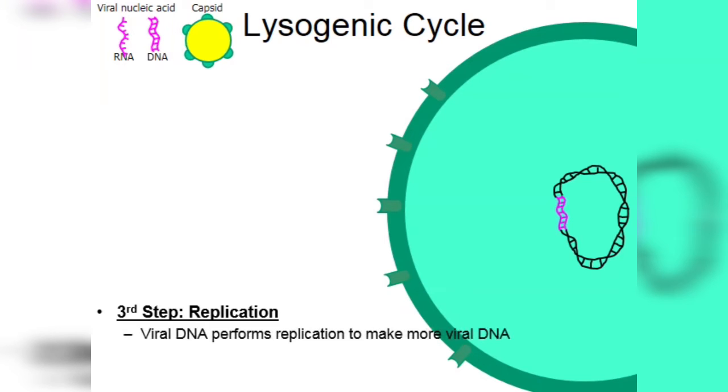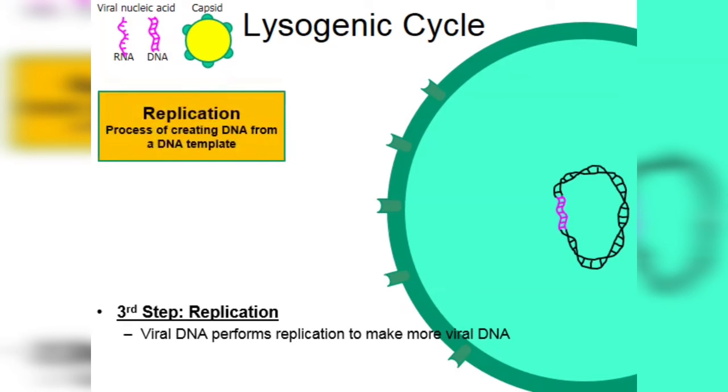The DNA of the virus will perform DNA replication to make more DNA. And that's the definition of DNA replication, the process of creating DNA from a DNA template. Remember, a template is just another word for a mold. So in my animation, there's one molecule of DNA created, there's a second created, and there's a third. So multiple molecules of DNA are replicated.